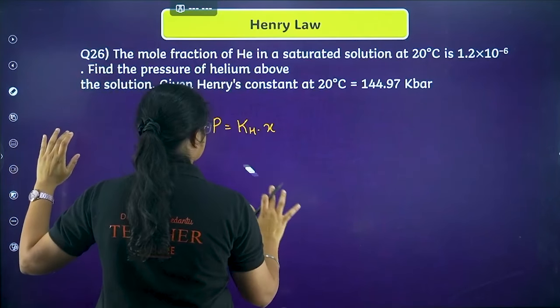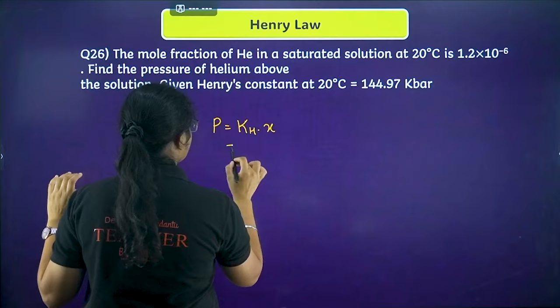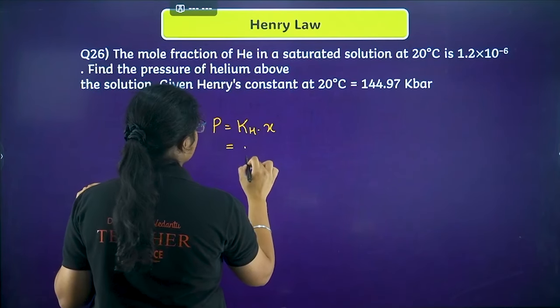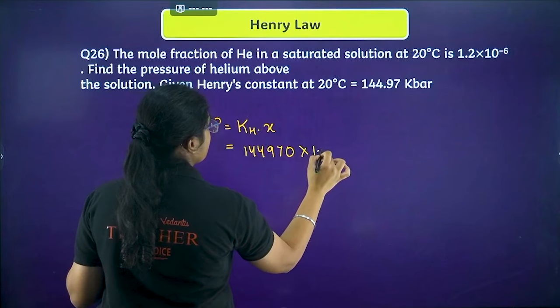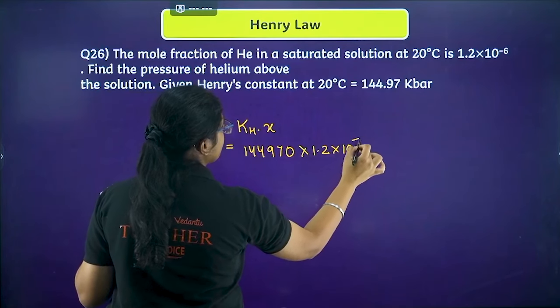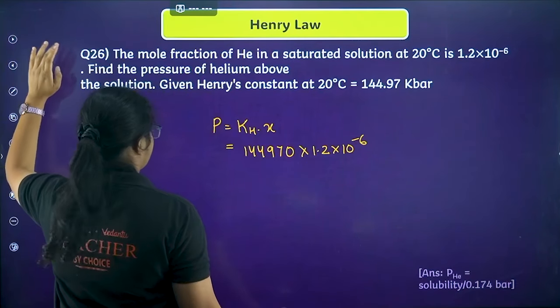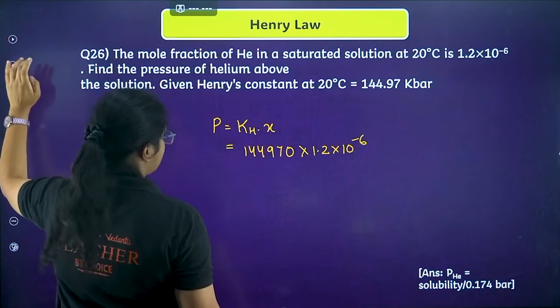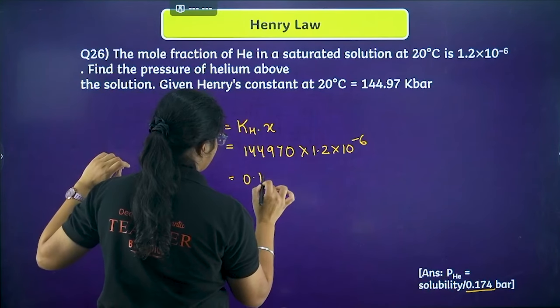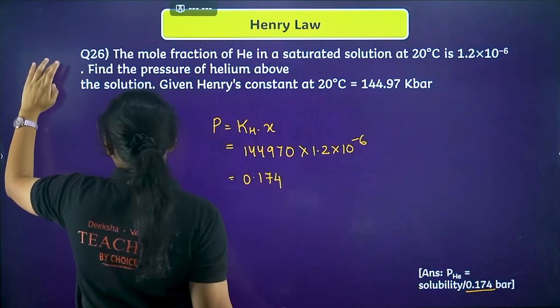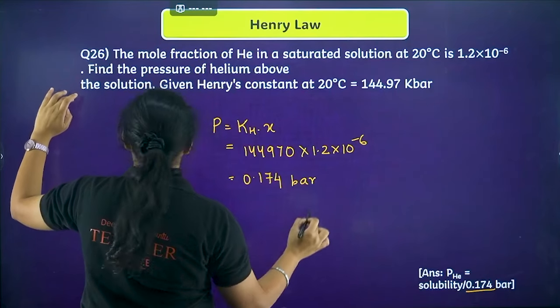So I can directly now substitute. What is the value of KH? KH value is 144,970 into 1.2 into 10 to the power of minus 6, and that will give me 0.174 bar. Don't forget to write the units here.